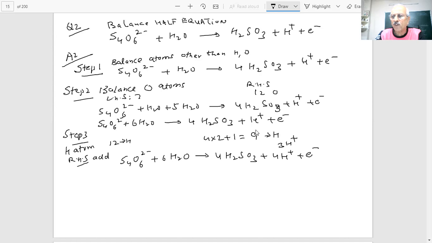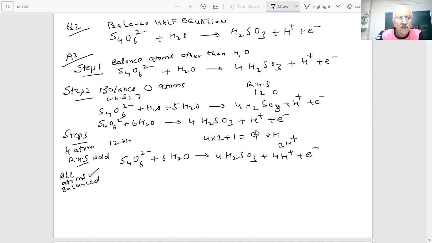All atoms are balanced on both the sides. Are you sure? 4 sulfur, 4 sulfur. Oxygen 6 plus 6, 12. 4 into 3, 12. Hydrogen 6 into 2, 12. 4 into 2, 8, plus 4, 12. Okay? All atoms balanced. Balanced up to now.